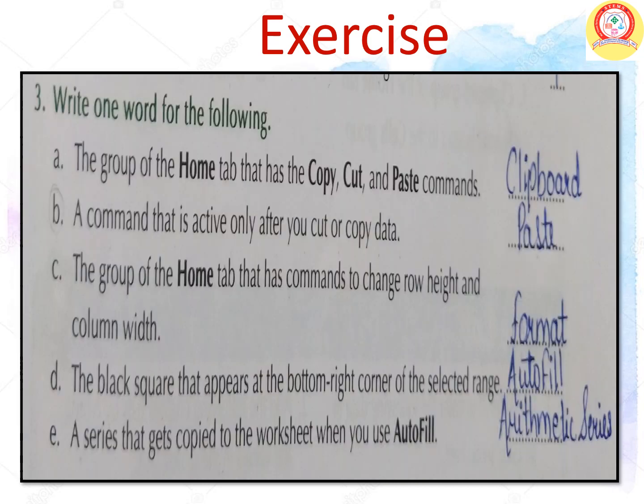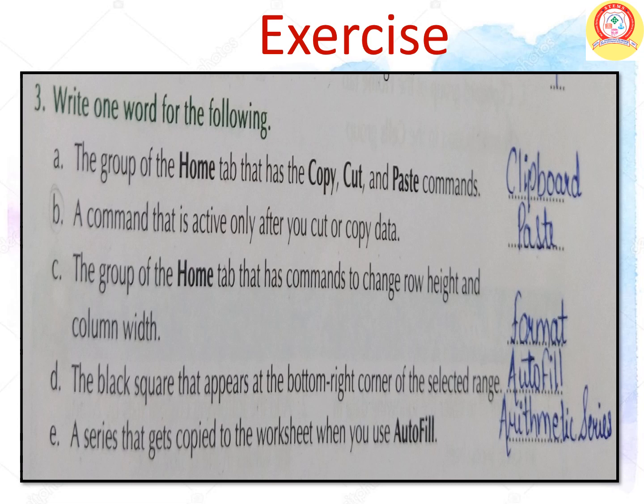Write one word for the following. A, a group of home tab that has a copy, cut and paste command. That is clipboard. Okay children. B1, a command that is active only after you cut or copy data. That is paste. Okay children. Now C1, a group of home tab that has command to change row height and column width. So what will come children?